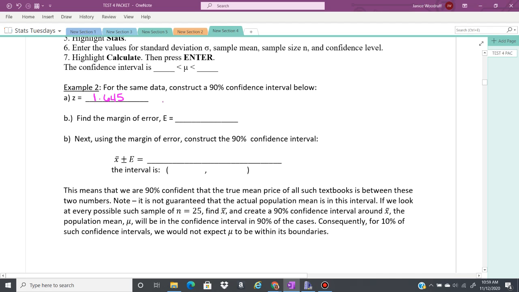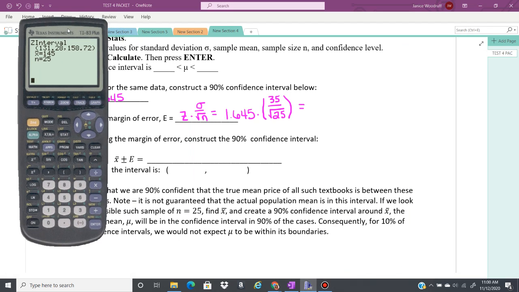Okay, we want to find the margin of error. So the margin of error is going to be our Z value times the standard deviation of the population over the square root of the sample size. So this time it's 1.645 times the standard deviation, which is 35. Sample size is still 25. So 35 divided by the square root of 25 is 7. So 1.645 times 7 is 11.515.